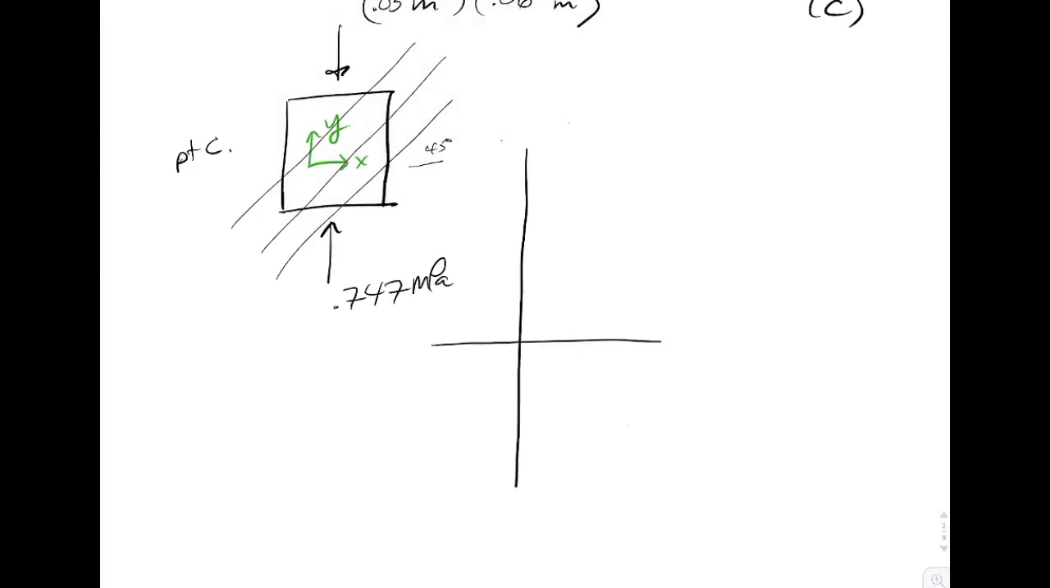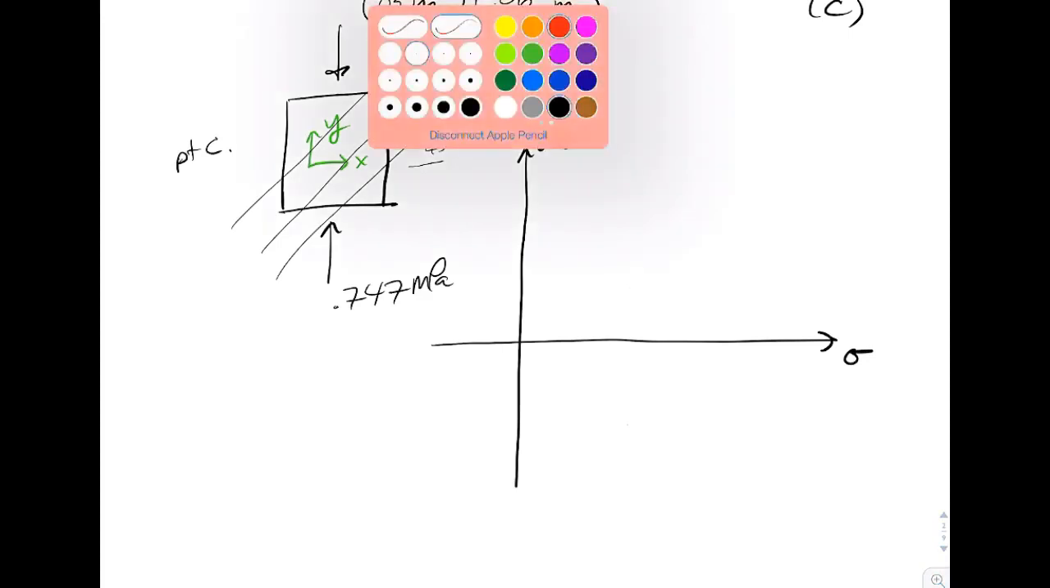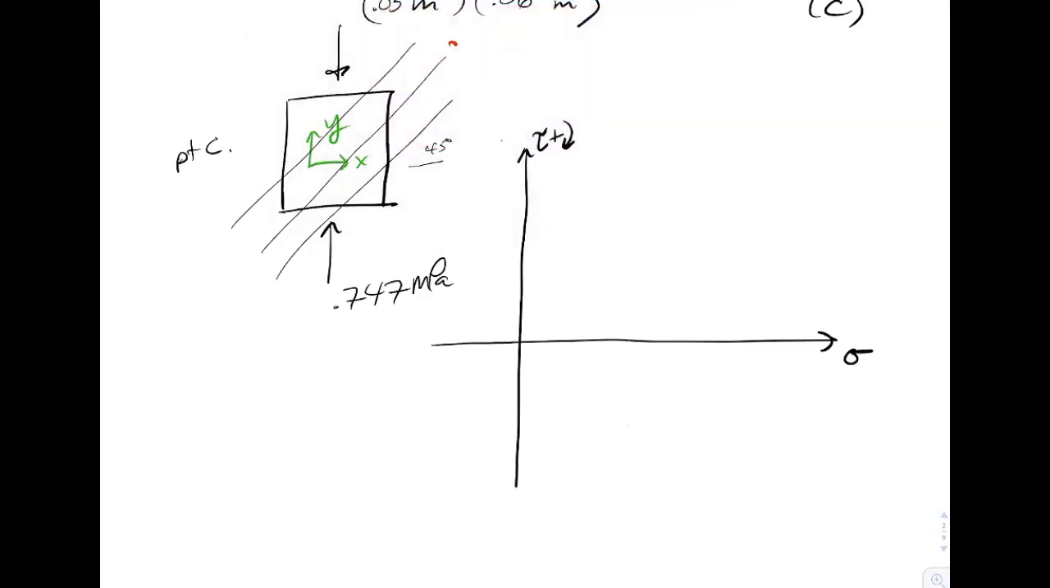So on the vertical axis, we've got the shear stress. Horizontal is the normal stress. So our initial state of stress up here, I like to do it in red. It's so important. On the X face, I've got nothing going on. On the Y face, we've got minus 0.747 and 0, right, due to the compression.